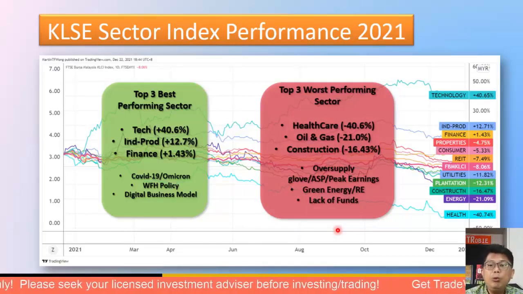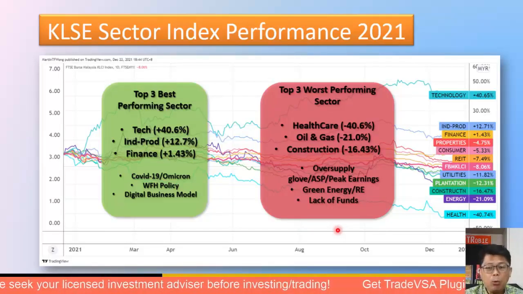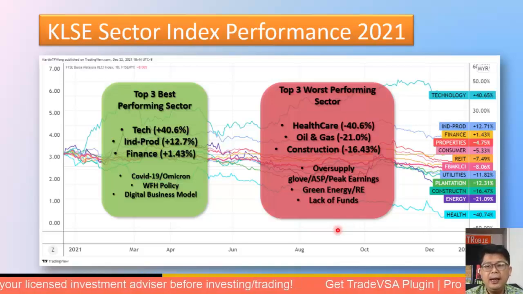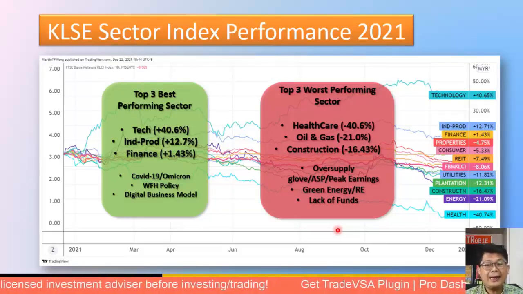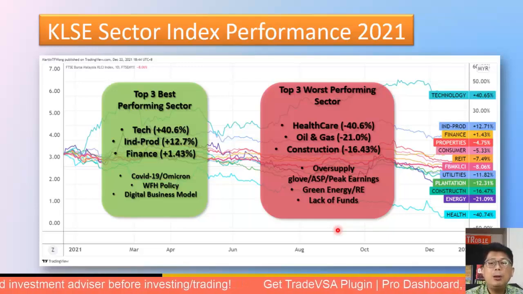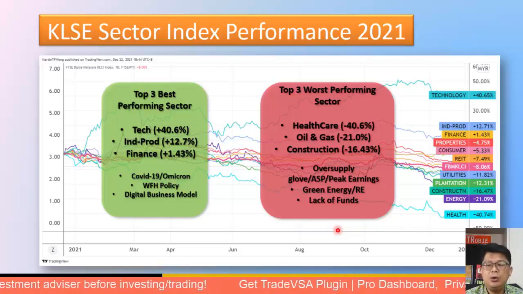Now, if you look at the top 3 worst performers, it was definitely healthcare with a minus 40.6% return. So that's why a lot of you, I can understand your anger. You are still holding on to your healthcare and just looking for another opportunity to actually exit in here, right? And you may not see a light at the end of the tunnel for year 2022, maybe 2023, but let's not drag your pain or suffering if you're still holding on to your rubber gloves.